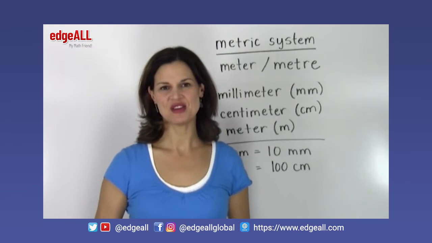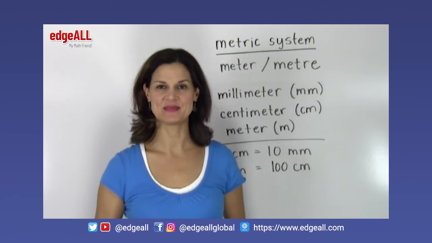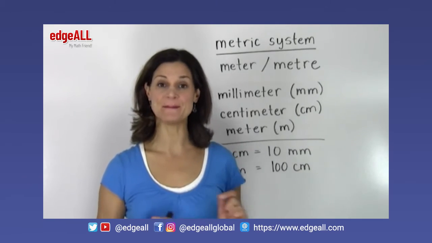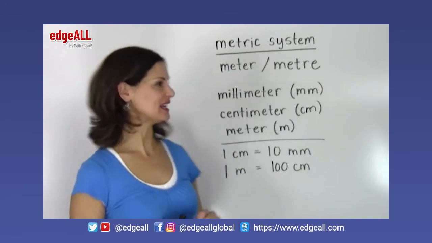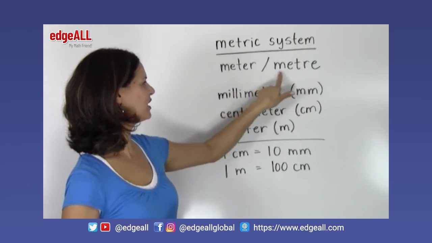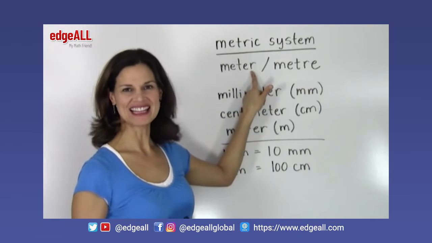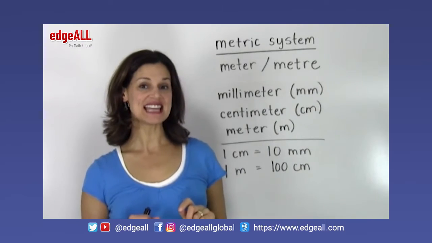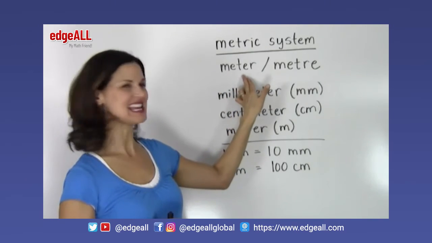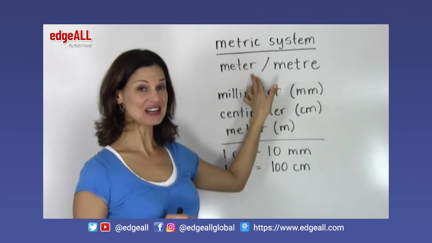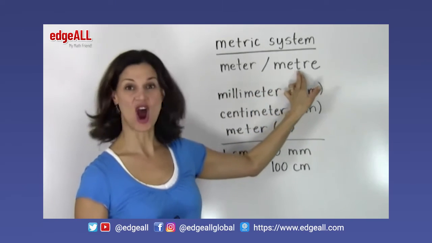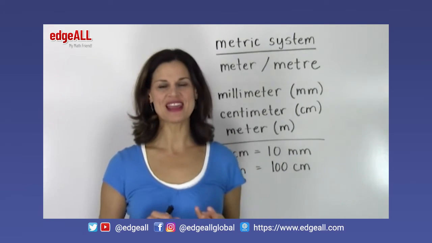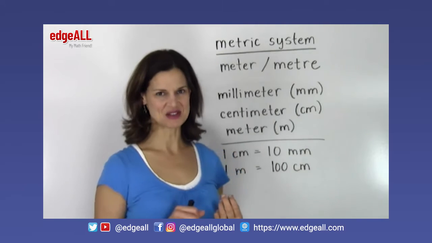The other system of units is called the metric system. In the metric system, the base unit of length is called a meter. Meter can be written as meter or meter with an ER at the end or an RE at the end. In the United States, it is written as METER. In other countries, it is written as METRE. Both are correct.